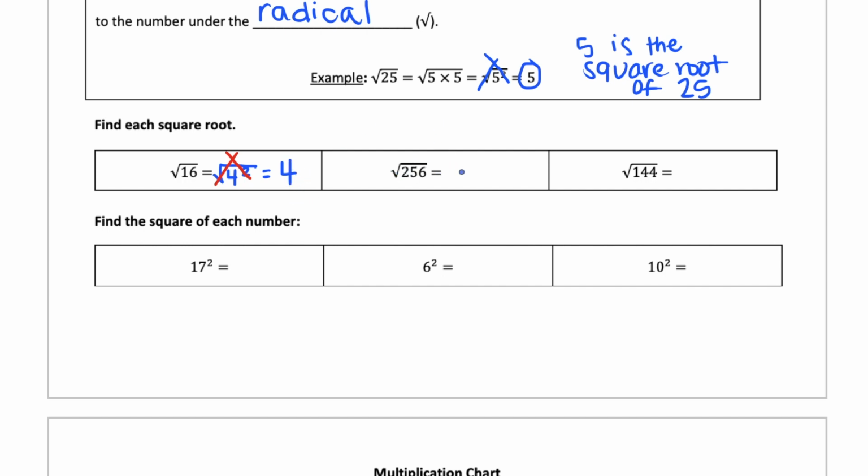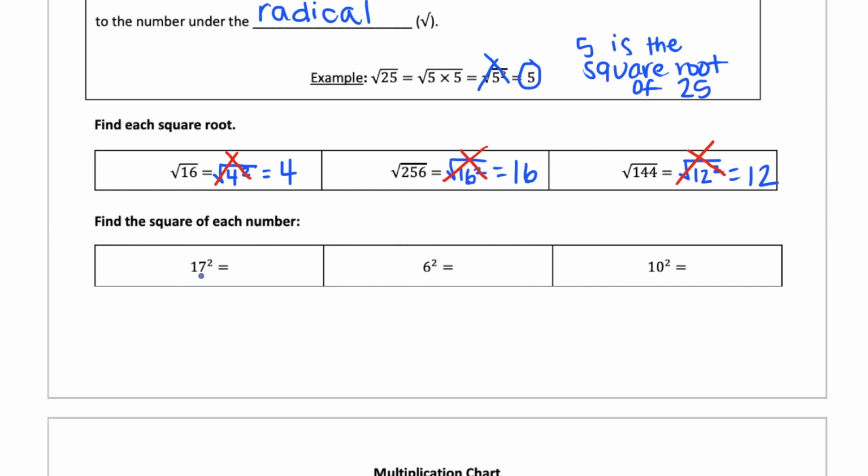For the square root of 256, that is the same as the square root of 16 squared, because 16 times 16 is 256. Those two operations cancel each other out, so the square root of 256 is 16. And in this last one, the square root of 144, 144 is the same as 12 squared. Taking the square root of 12 squared cancels the square root and the square, which leaves us with 12 for the square root of 144.